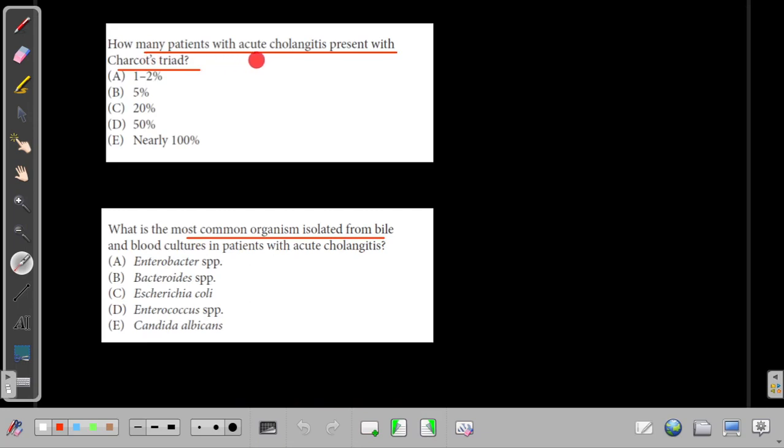How many patients with acute cholangitis present with Charcot's triad? Go for 50%. Not all patients with acute cholangitis will give you the triad of pain, fever, and jaundice. Put this in mind. Only 50% will give you the complete triad. Okay? What is the most common organism isolated from bile and blood culture in patients with acute cholangitis? Go for E. coli, C. Escherichia coli. Okay?